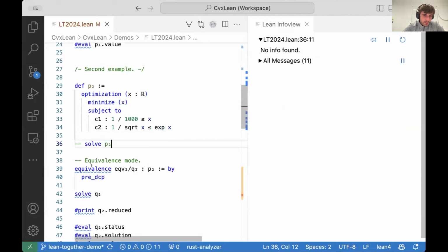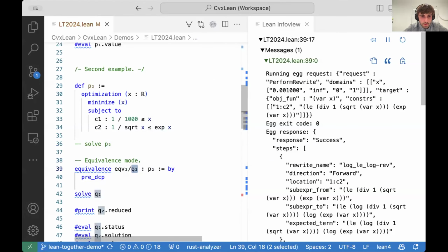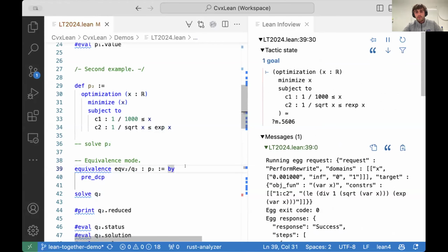To do that, every time I want to change a problem, I can enter this equivalence mode. What this is saying is, I'm going to give you some tactics here to build an equivalence between P2, which is an existing problem, and Q2, which is a problem that will be added to the environment. And this is the witness of the equivalence. So I enter this tactic mode.